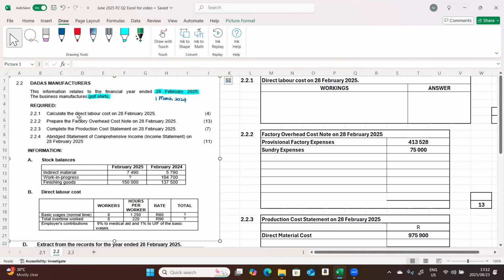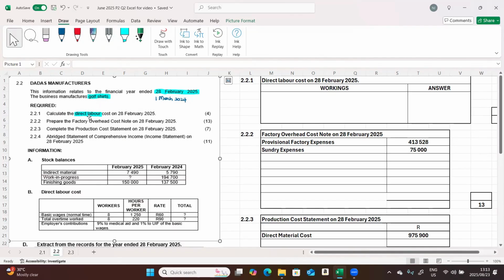2.2.1, calculate the direct labor cost on 28 February 2025 year end for 4 marks. Okay, so we have to calculate direct labor. When we think of direct labor, this is usually the number of hours that workers who produce our products, that produce these golf shirts, that actually make them, work. How many hours are my workers needing to produce golf shirts?